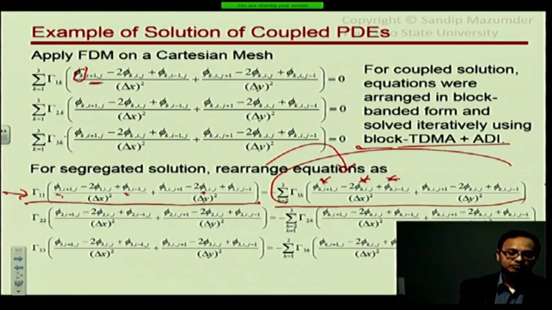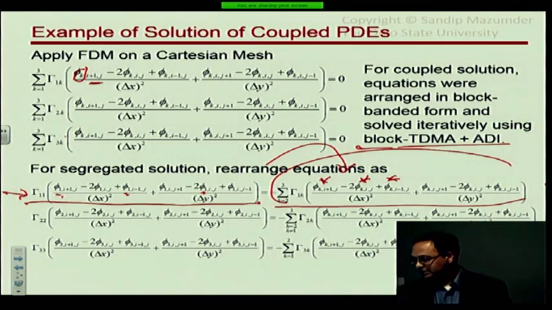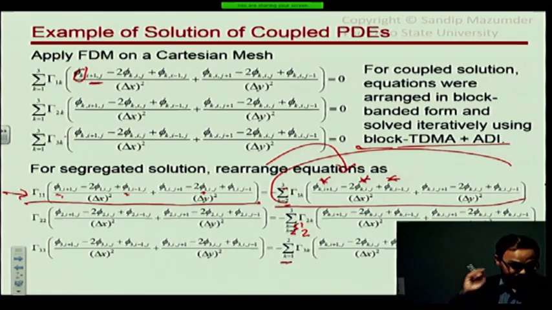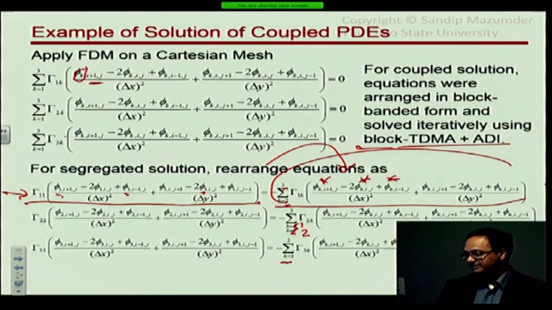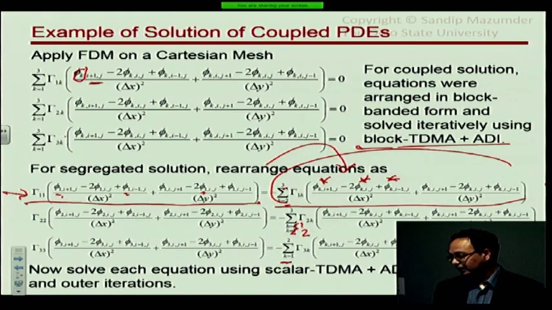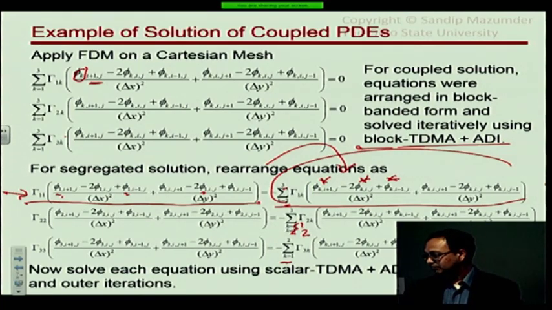So here you can see k goes from 2 to 3. Here k goes from 1 to 3. Sorry, there's a typo here. This should be 1 to 3 and k not equal to 2. And then this one goes from 1 to 2. All right, so that's the explicit form that you would use in segregated solution. And because I'm using ADI here, I'm also using a scalar ADI here.